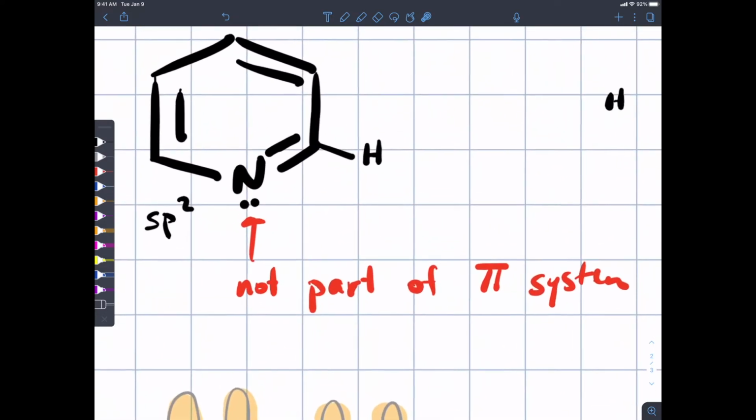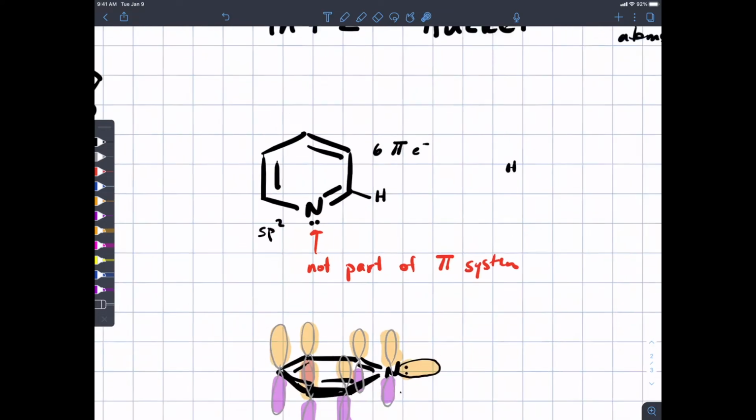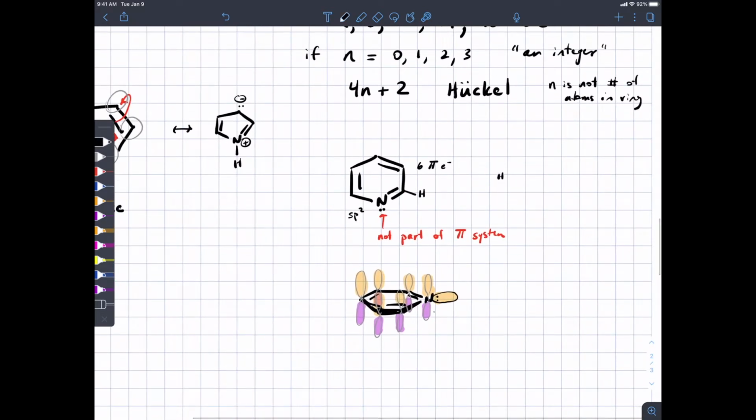So is this molecule aromatic? It is cyclic, planar, fully conjugated, and has 2, 4, 6 electrons, 6 pi electrons. These don't count, all right? So yes, we have another winner. This is, in fact, aromatic.